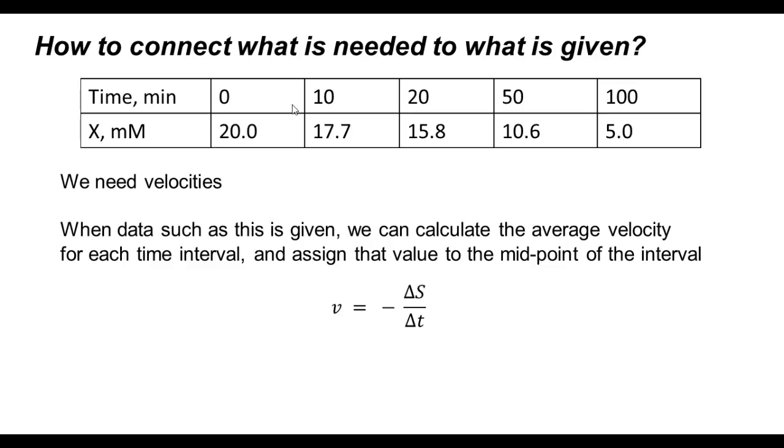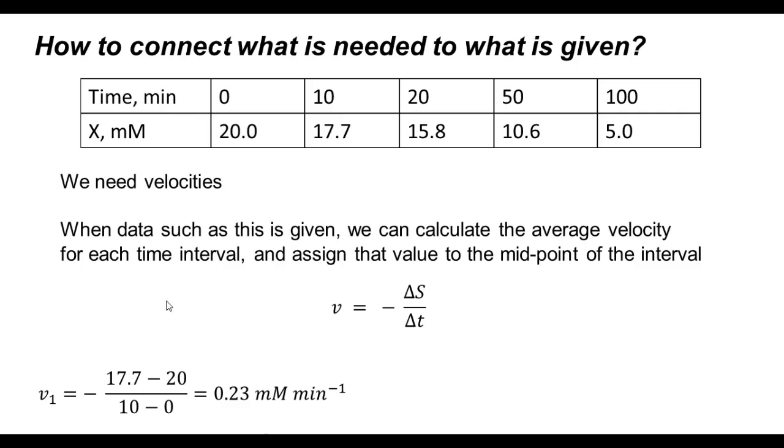V is minus delta S by delta t, and in the first case, at 10 it is 17.7, at 0 it is 20, so 17.7 minus 20, that is delta S, and delta t is 10 minus 0. 17.7 minus 20 is minus 2.3, minus of minus 2.3 is plus 2.3, and 2.3 by 10 is 0.23. This has been given in millimole per minute.